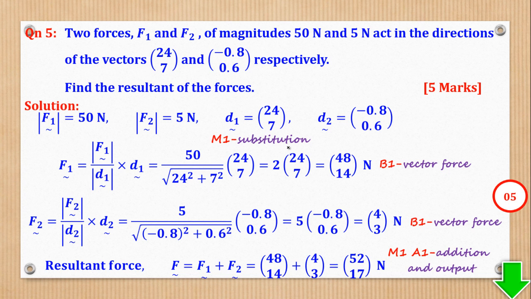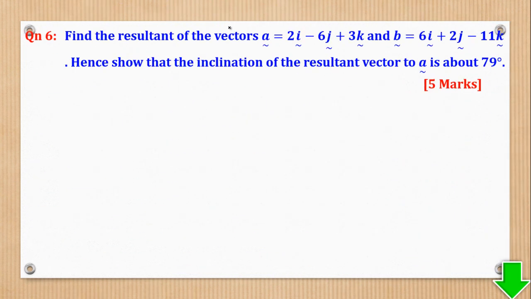And that's what they wanted. Then question 6 says, find the resultant of the vectors, and hence show that the inclination of the resultant vector to A is about this. Because they want the inclination of the resultant to A, it means we have to get the angle between the resultant vector and this vector A. So let's first get the resultant vector.